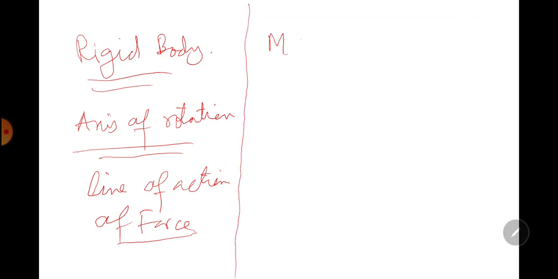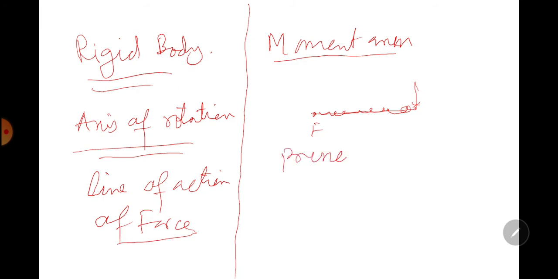Then we explain moment. The distance between point of rotation, for example, this is point of rotation, fulcrum. This is point of action of force. This distance is called moment. After that, we explain principle of moments. A body is said to be balanced if the sum of clockwise moments acting on a body is equal to the sum of anti-clockwise moments acting on it.